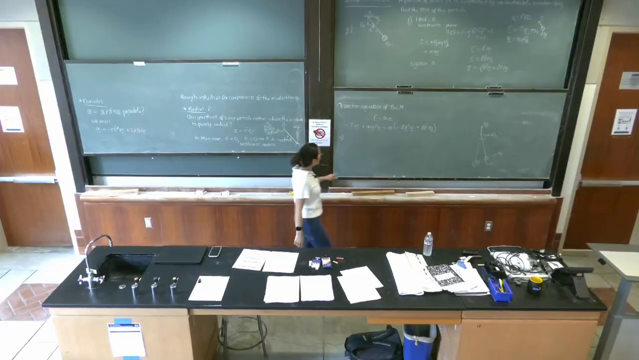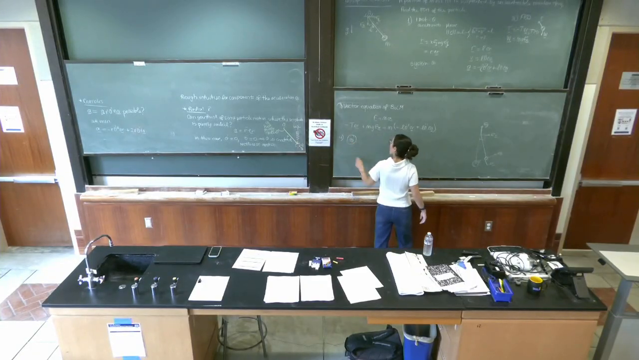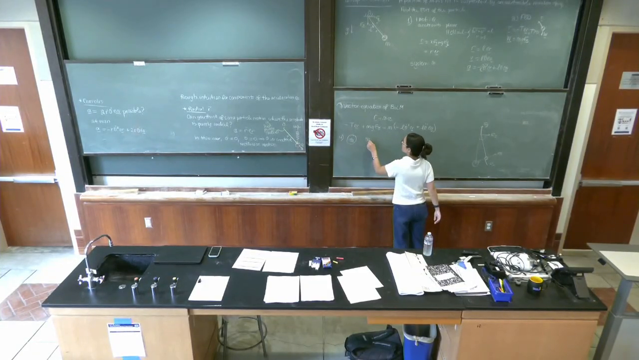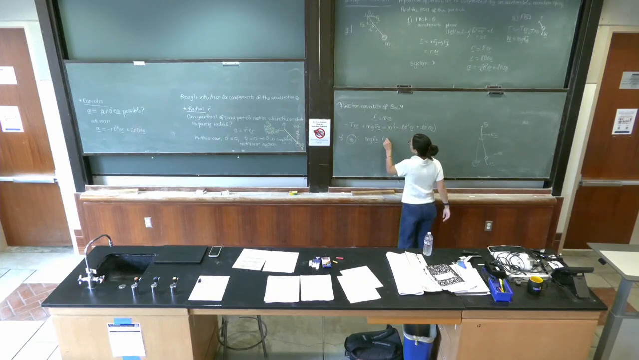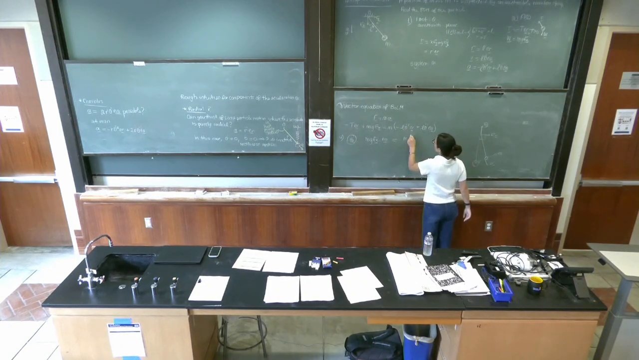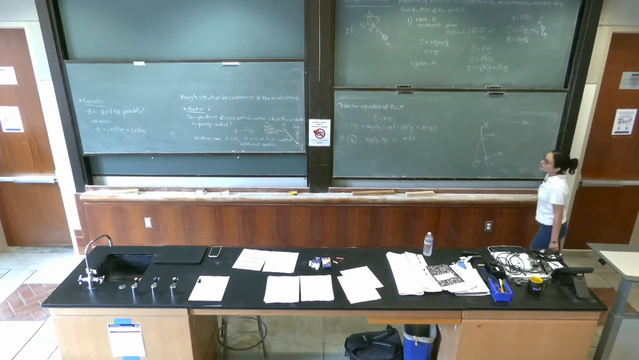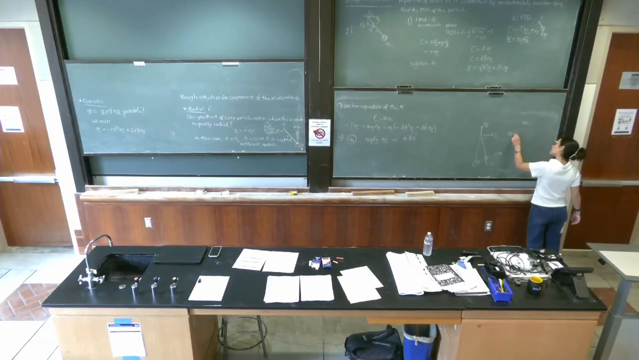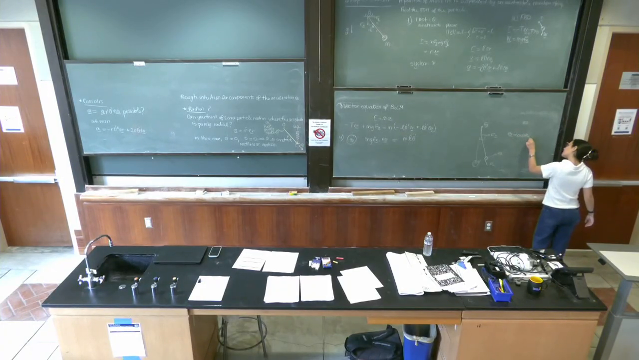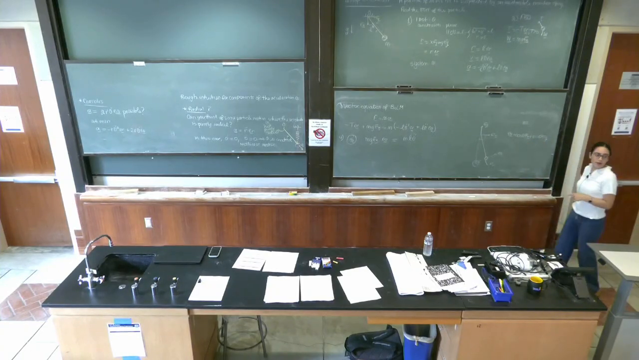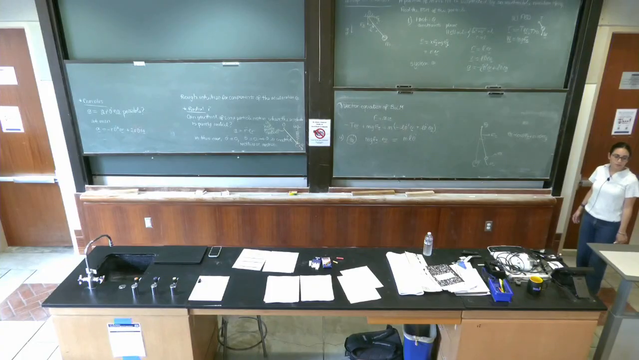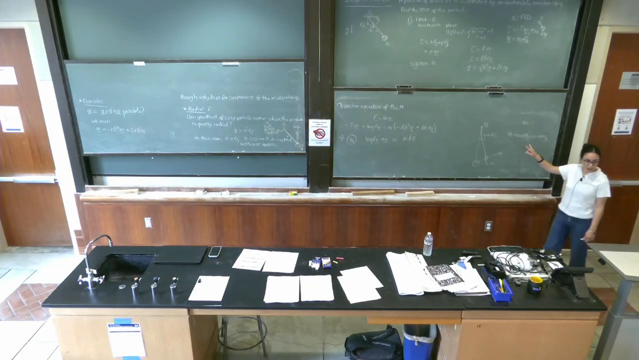If I project along E theta, I'll get this term to be 0. I'll get mg Ex dot E theta is equal to mL theta double dot. What is Ex dot E theta? I erased the expression, but we have E theta is cosine theta Ex plus sine theta Ey. So what is Ex dot E theta? Cosine theta, right?